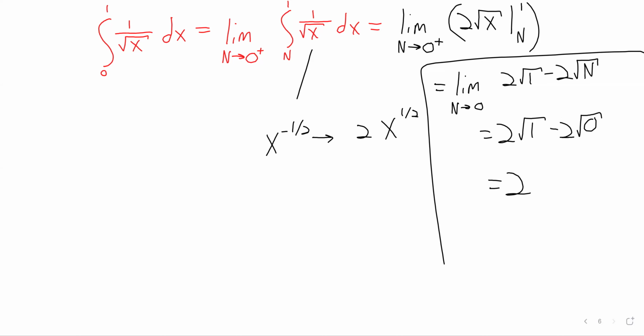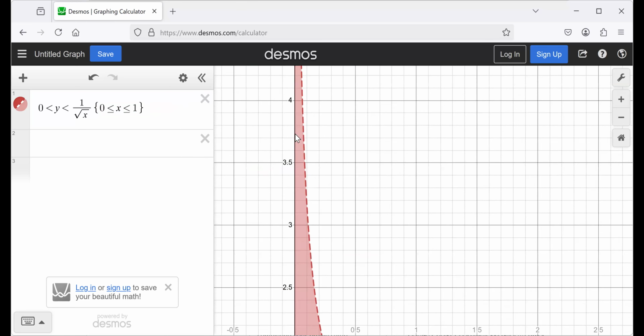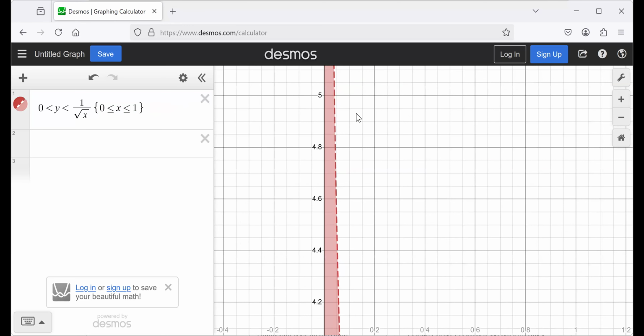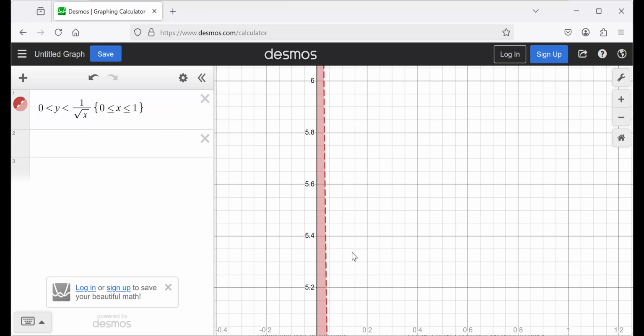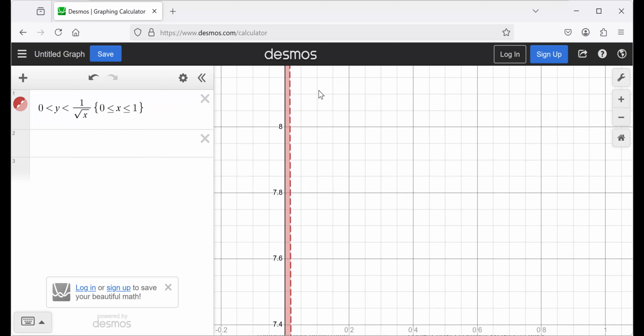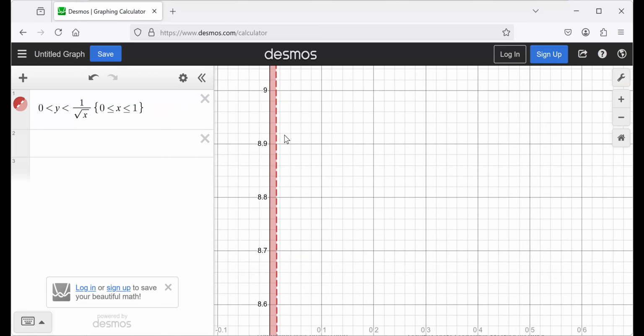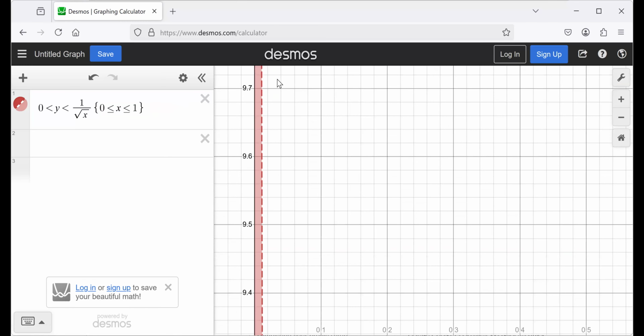So it's not the most intuitive thing, but it is true that you can have regions that are in some sense infinite. It's infinite in the sense that if we keep going up, this region is never going to cut off. It just extends up forever. But even though this region is in one sense infinite, it has a finite area. It has an area of 2.